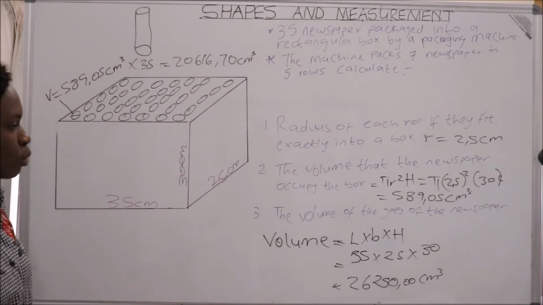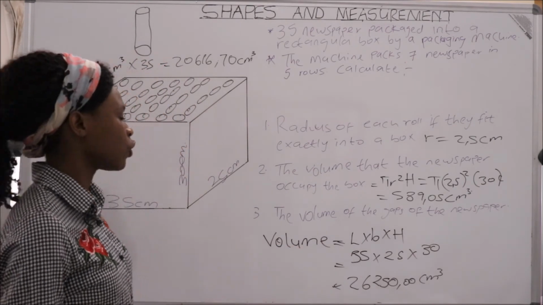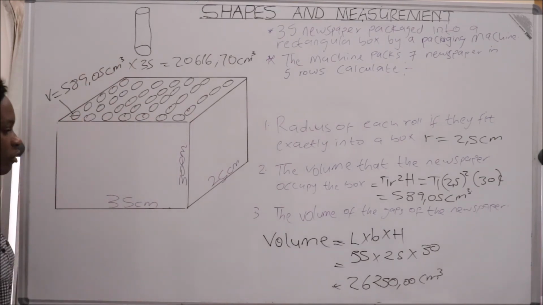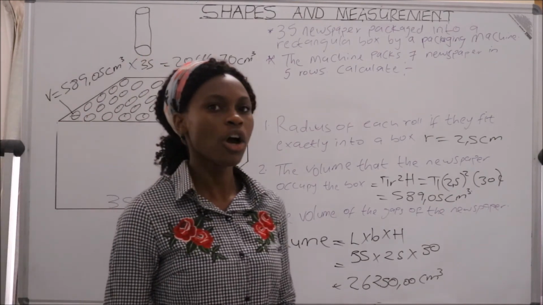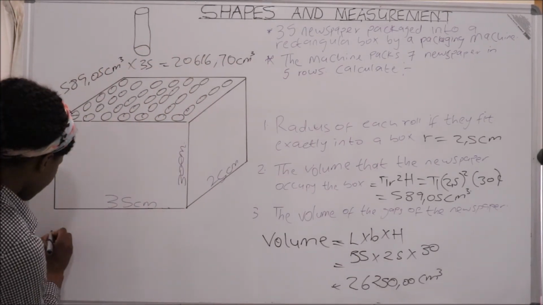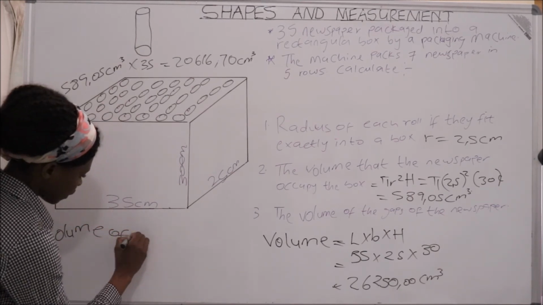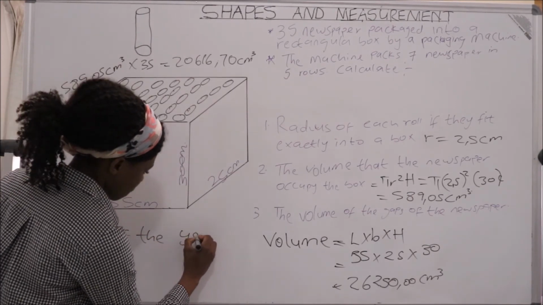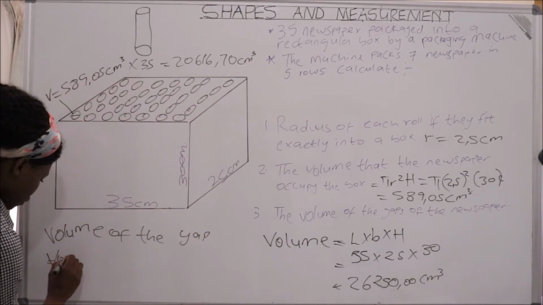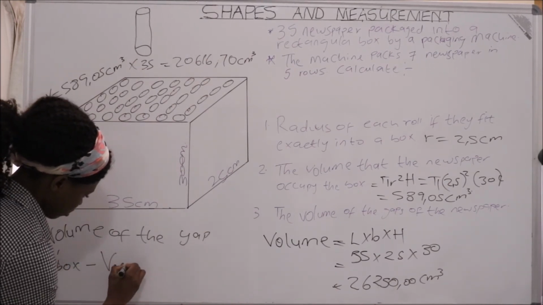After having that, to calculate the volume of the gaps of the newspaper, we just have to subtract the volume of the newspaper from the volume of the box. The difference between the two will give us the gap of the newspapers. I'll write here for space purpose: volume of the gap is equal to the volume of the box, subtract the volume of the newspapers.